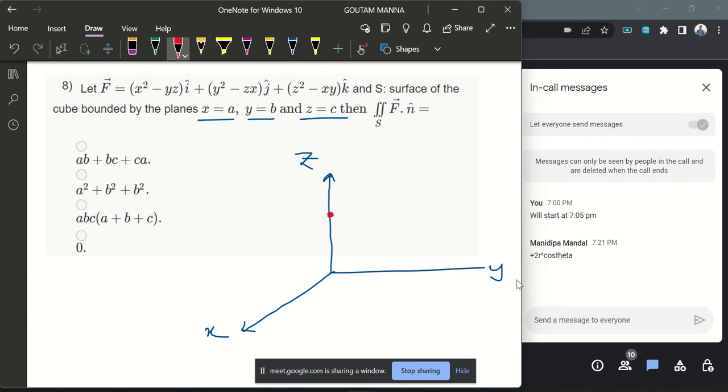So if this is the x equals a point, and this is the z equals c point, sorry, this is 0 0 c, this is, let's say, a 0 0, and this is 0 b 0, y equals b. Then the y equals b plane, so it will basically be a cube. If you draw it, it will look like this.